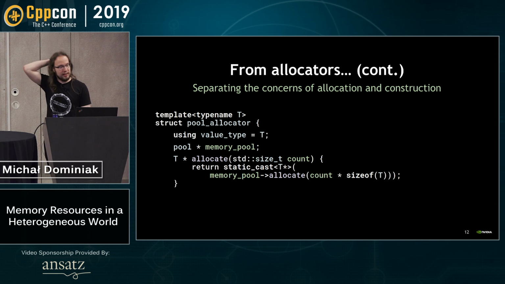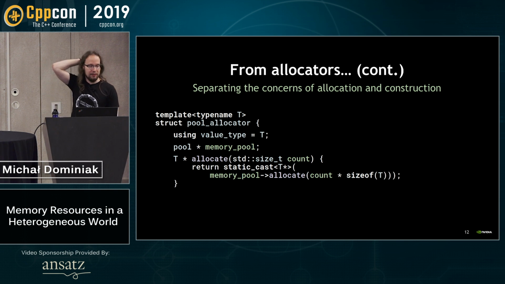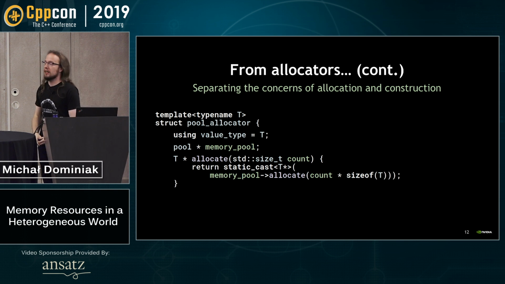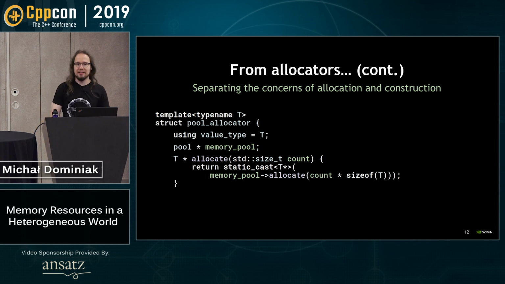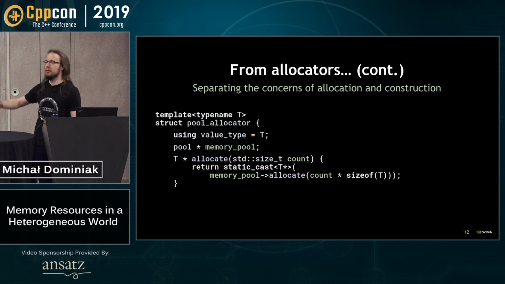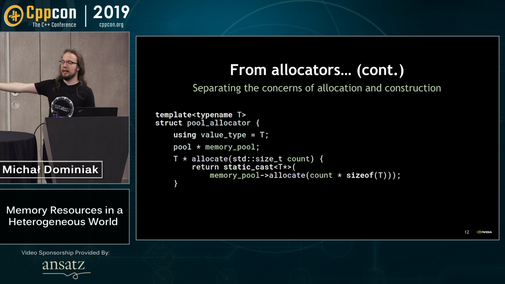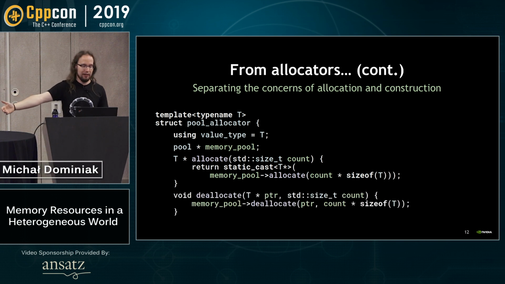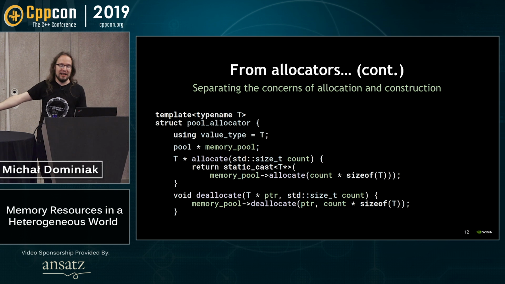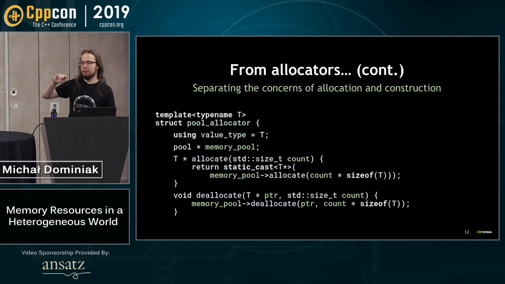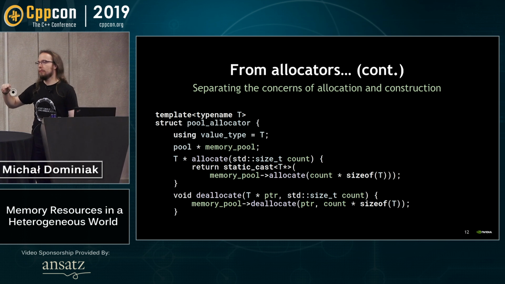But once you have this, you just write an allocate function, which again makes use of sizeof T, but doesn't actually implement the allocation. It defers to something else that doesn't actually care about T. And then when you deallocate, you mostly do the same. And by the way, in this case, I'm also going to tell the pool how big this allocation was, because I have that knowledge.